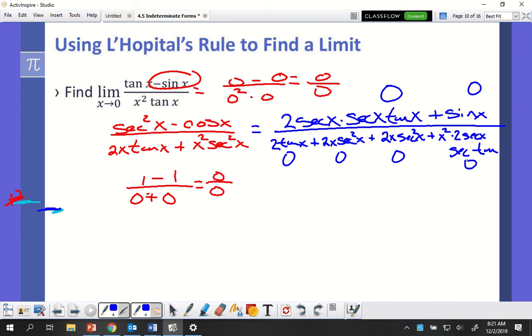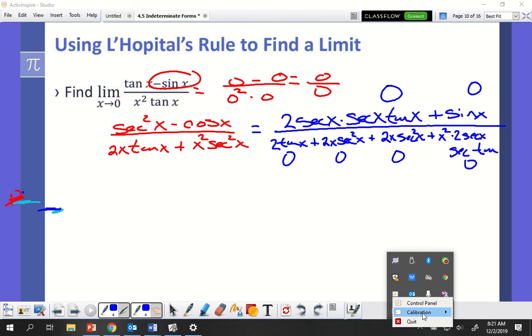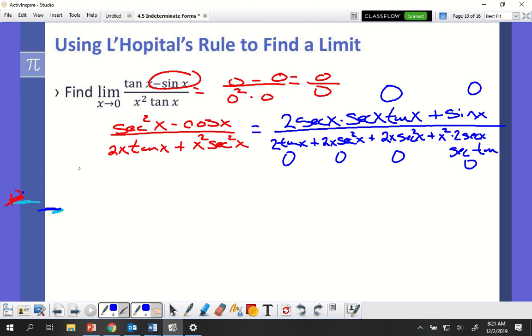So let's go ahead and clean this up. This is bugging me. All right, I gotta correct it. So that's restarting.